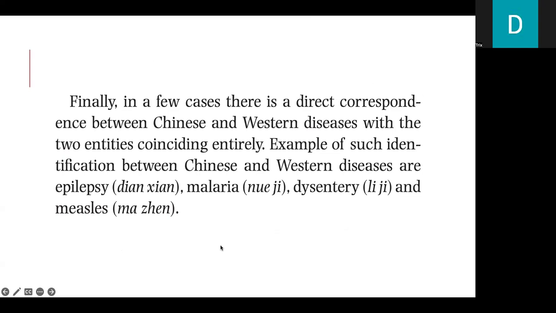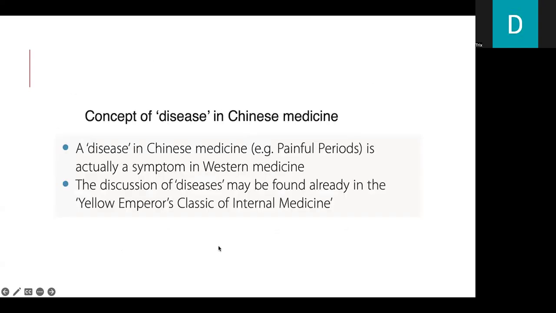Finally, in a few cases, there is a direct correspondence between Chinese and Western diseases, with the two entities coinciding entirely. Examples of such identification between Chinese and Western diseases are epilepsy, malaria, dysentery, and measles. To summarize, a disease in Chinese medicine, like painful periods, is actually a symptom in Western medicine. The discussion of diseases may be found already in the Yellow Emperor's Classic of Internal Medicine.